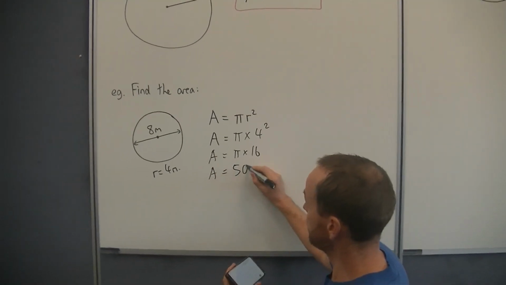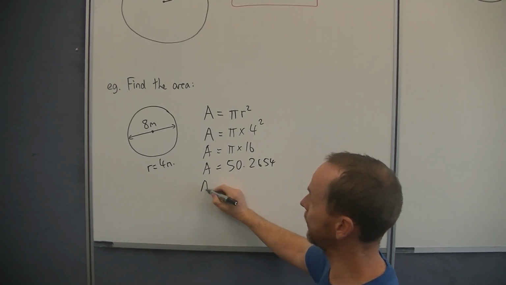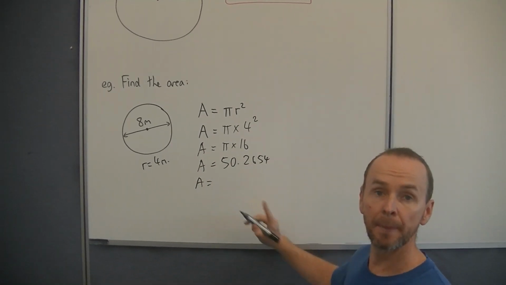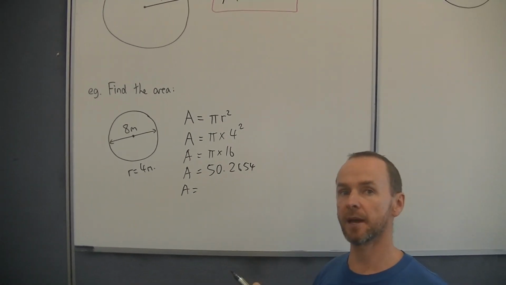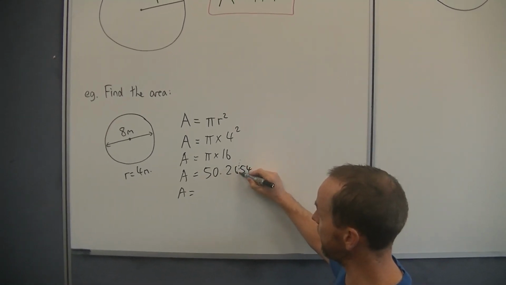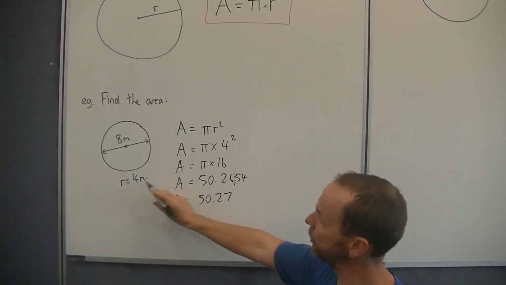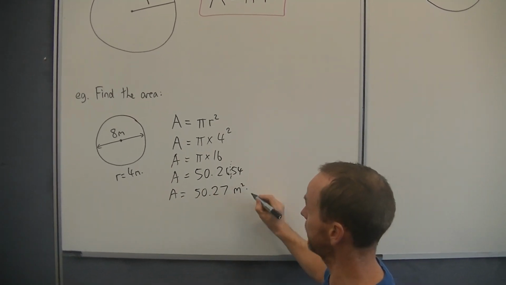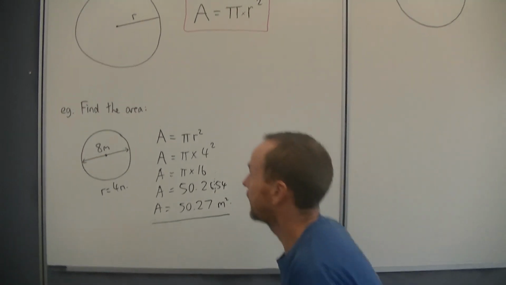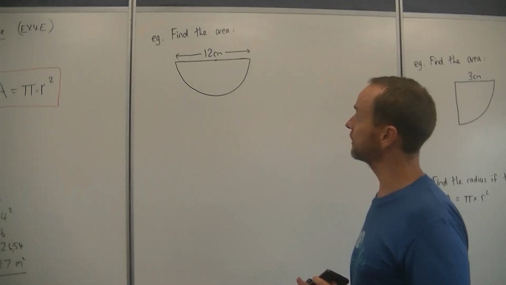And I get 50.2654. And we're going to round them all to 2 decimal places. Make sure you read the question, but generally at the start of a test it will say round everything to 2 decimal places. So if we round it, chop it off there, so we get 50.27. And the units here are metres squared. Okay, so that wasn't too hard. All you had to do was find the radius first.